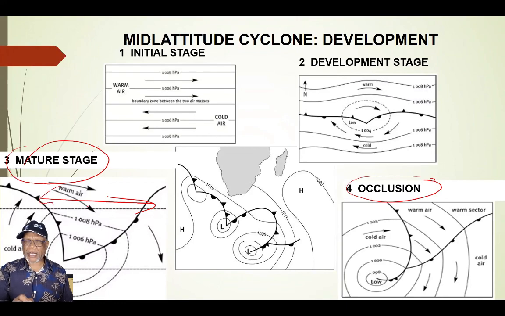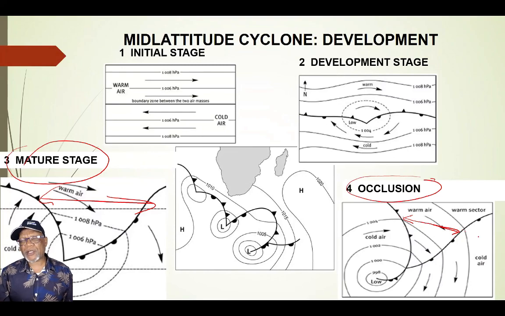It is wider. The warm sector is wider in a mature stage. And when you look at the occlusion stage, the warm sector is narrower. Now, you have to find the reason. Why is the warm sector narrower in the occlusion stage? So now you have to go back to your definition. What is occlusion, or how does occlusion develop? Occlusion develops when the cold front catches up with the warm front. Why does the cold front catch up with the warm front? They are moving in the same direction.